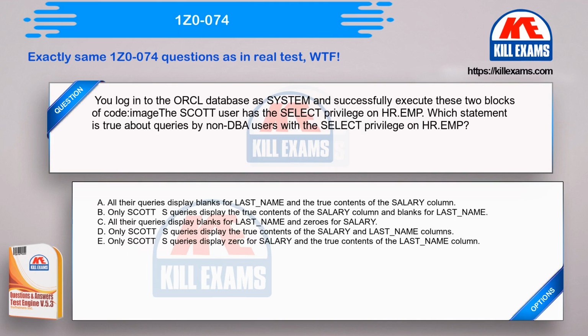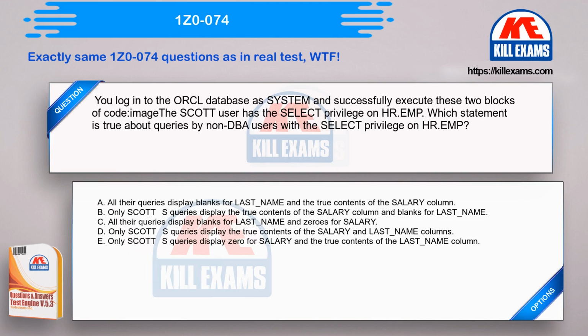Option A. All their queries display blanks for LAST_NAME and the true contents of the SALARY column. Option B. Only Scott's queries display the true contents of the SALARY column and blanks for LAST_NAME. Option C. All their queries display blanks for LAST_NAME and zeros for SALARY.